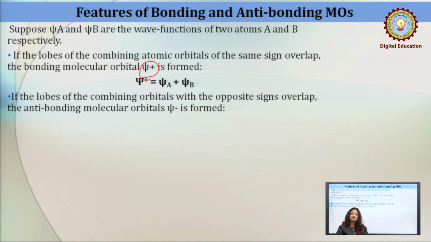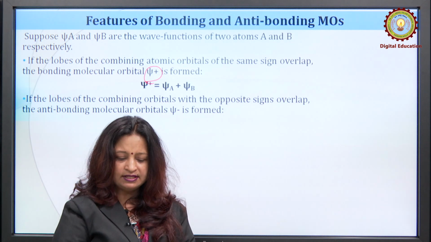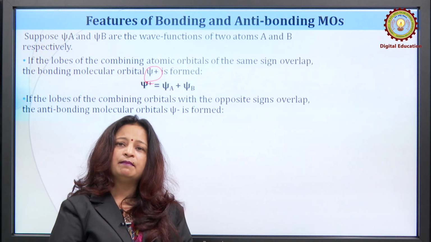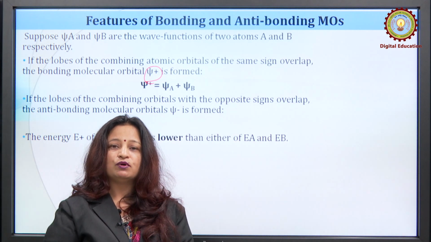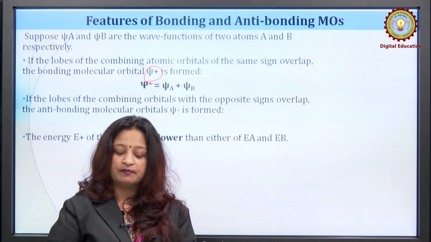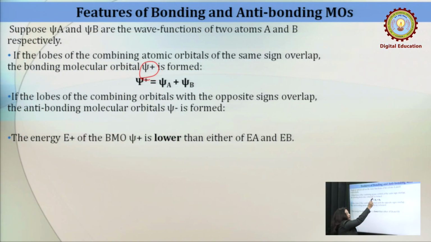Now, here you can see psi plus may be represented as psi A plus psi B, right. Why? Because psi plus represents the bonding molecular orbital, and the bonding molecular orbital is formed because of the additive combination of two atomic orbitals having the wave functions psi A and psi B respectively. I hope it is very much clear to all of you. Now consider the second feature. If the lobes of the combining atomic orbitals with the opposite signs overlap, what would be formed? There would be the formation of the anti-bonding molecular orbital, which may be represented as psi minus, as we have represented the bonding molecular orbital as psi plus.